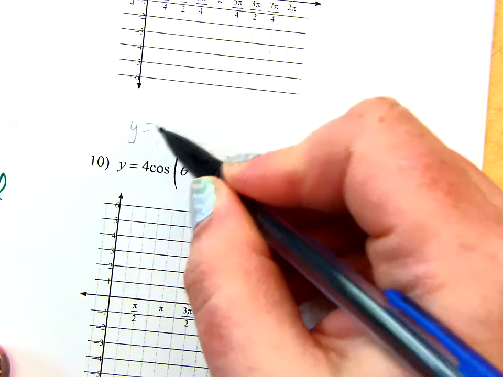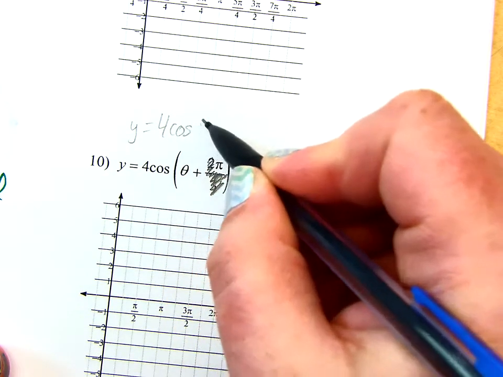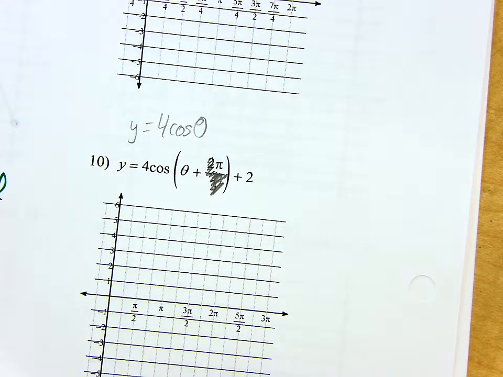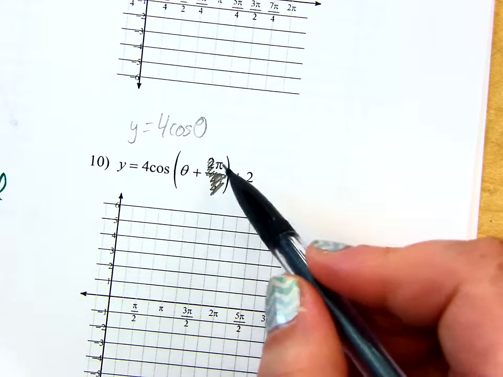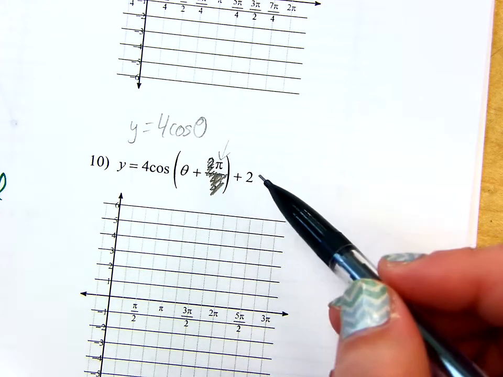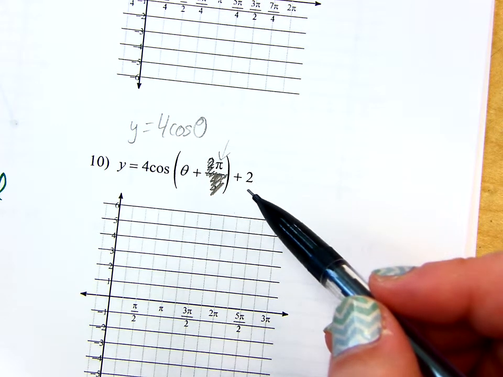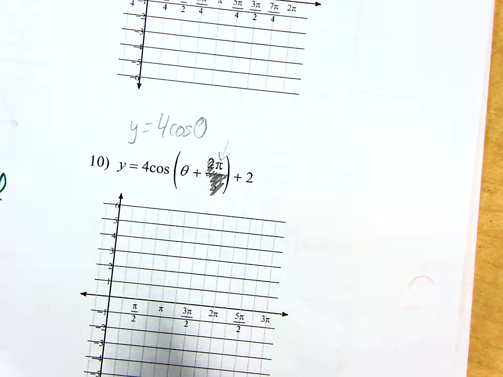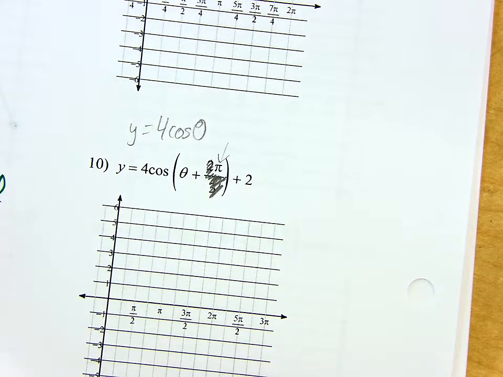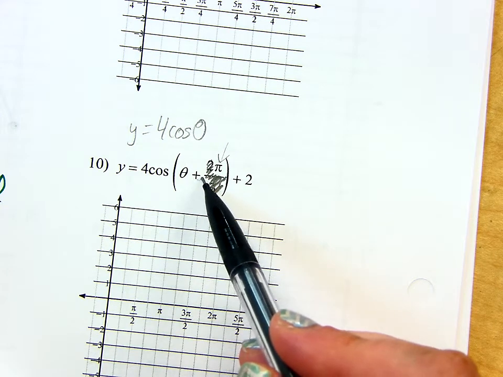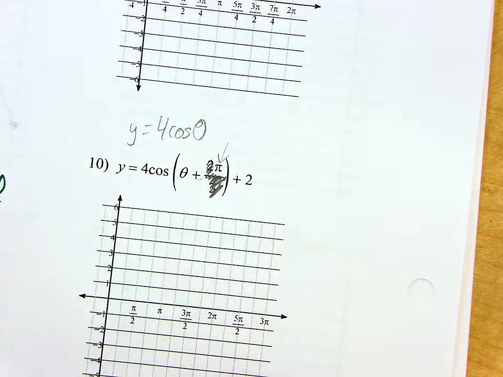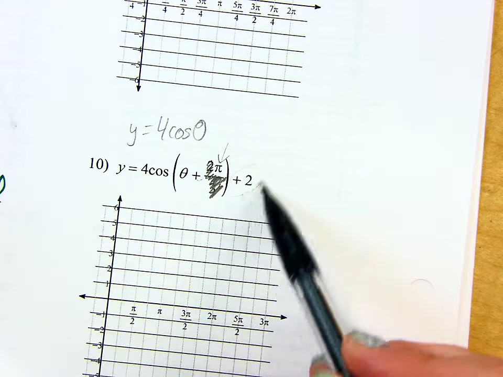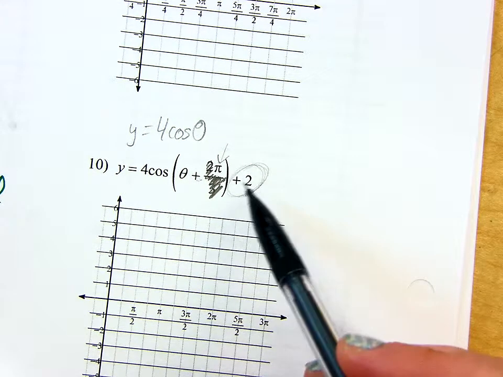So I would first graph 4 cosine theta, just like you normally do. And then, what's this plus pi going to do to the whole thing? Careful. Move it right, or move it left. Move it left pi units. In the parentheses tells you left or right. And since it's positive, you actually think the opposite of it, so you're going to go left pi units. And then this plus 2 on the outside means move it up 2.